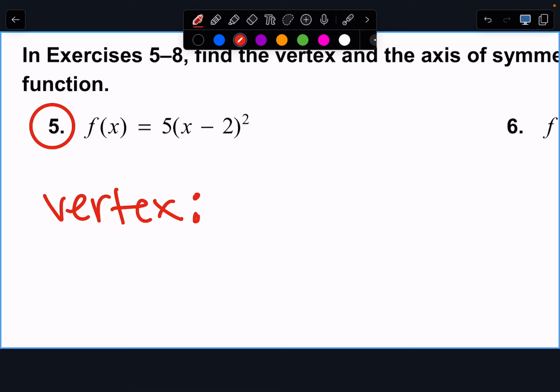All right. Emily, where's our vertex for number 5? Okay, our vertex is at (2, 0) because this minus 2 means we're going right 2, and then there's no plus k, which means we don't move up or down, so we just stay at 0. So (2, 0) is our vertex.